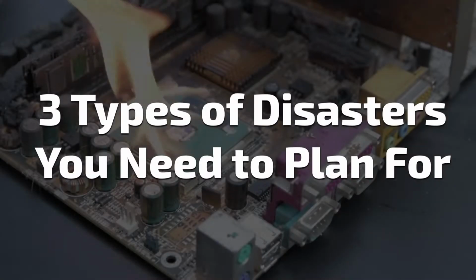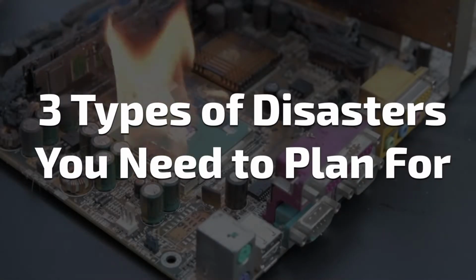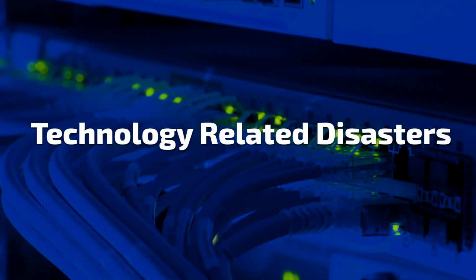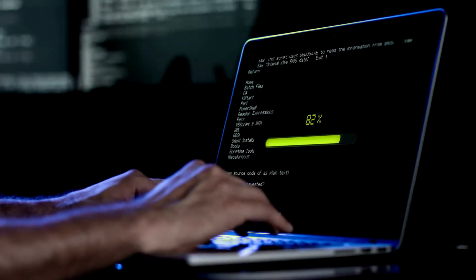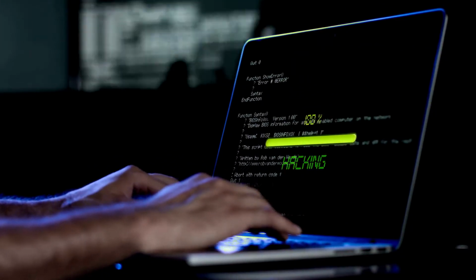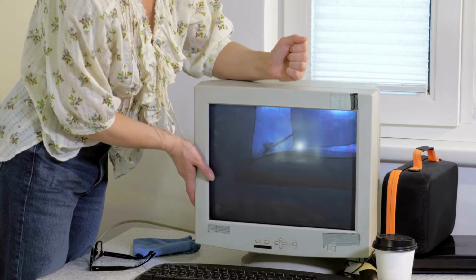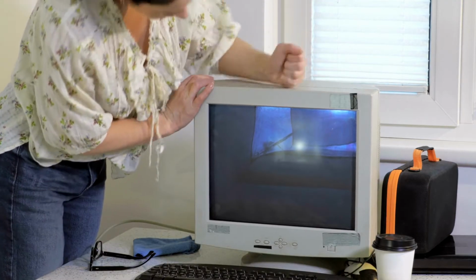Let's go through a few general types of disasters you need to consider for your disaster recovery plan. Technology-related disasters. These kinds of disasters are usually the first things that come to mind when people think about disaster recovery planning. There are a variety of ways technology can fail, from cybersecurity issues like viruses and ransomware, to hardware failure, software bugs, and network outages.